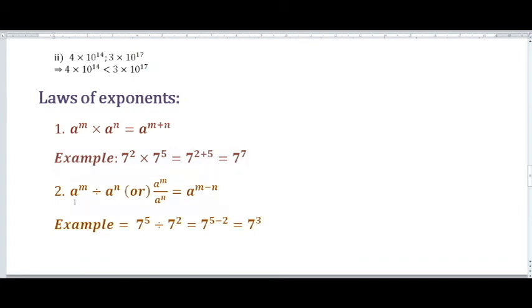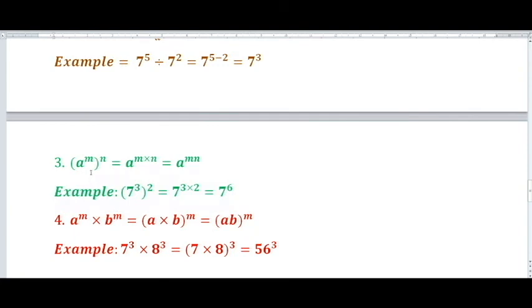In the same manner, a to the power m divided by a to the power n. Here the base is still the same. We can write it like this too. So here the base value is the same, so instead of writing a 2 times, we have written a 1 time. But since it is division, the exponential value will be subtracted, that is m minus n. So I have created an example here: 7 to the power 5 divided by 7 to the power 2, that is 7 to the power 5 minus 2, that is 7 cubed.